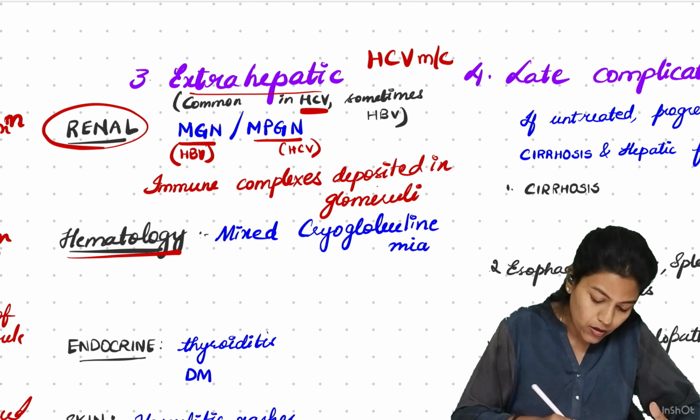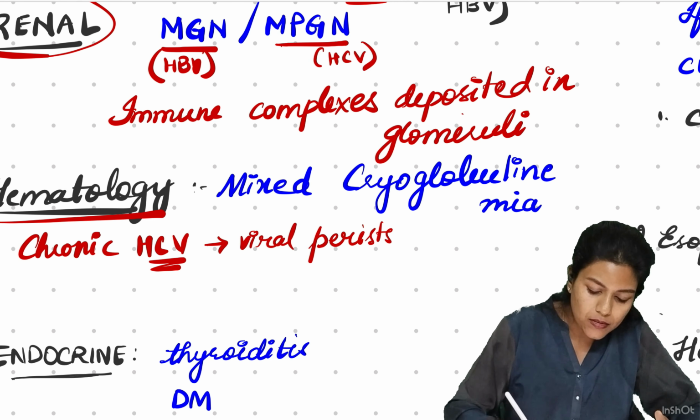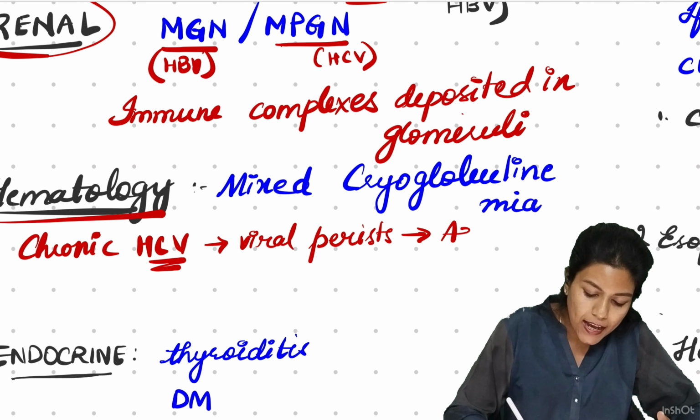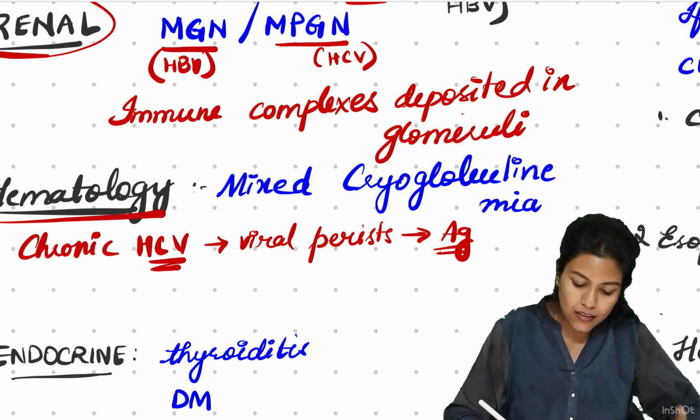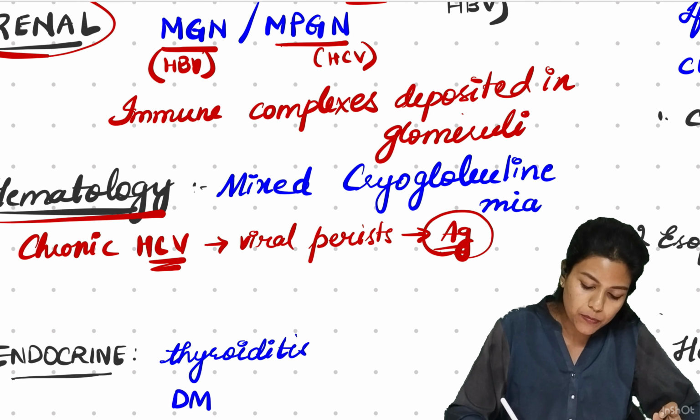chronic hepatitis C virus, it is chronic. 80% of the patients are carriers and they have more tendency for chronicity. The infection doesn't go away easily. There is viral persistence, which will act as an antigenic stimulation. It will act as an antigen, because of which the B cells are continuously stimulated.